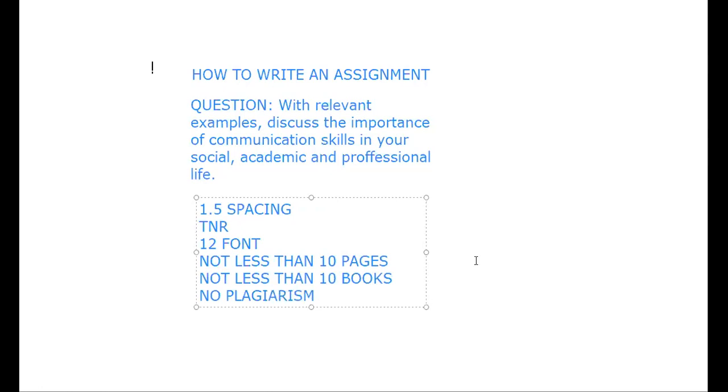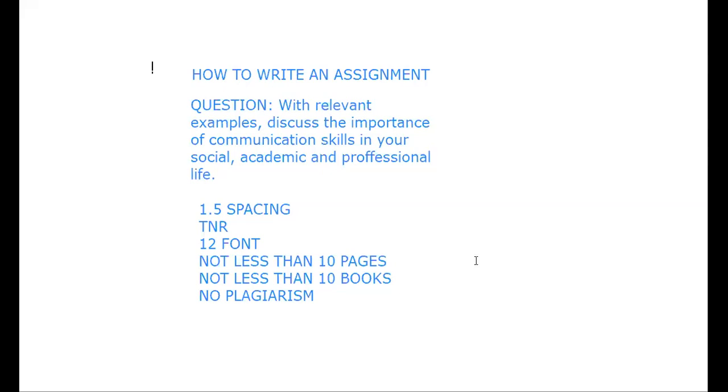Okay, so you have been given this question. They have presented you with this question: with relevant examples, discuss the importance of communication skills in your social, academic, and professional life. Then they've given you these conditions. This paper that you're going to write should be 1.5 spaced. You have to use Times New Roman. Your font size should be 12. It should not be less than 10 pages.